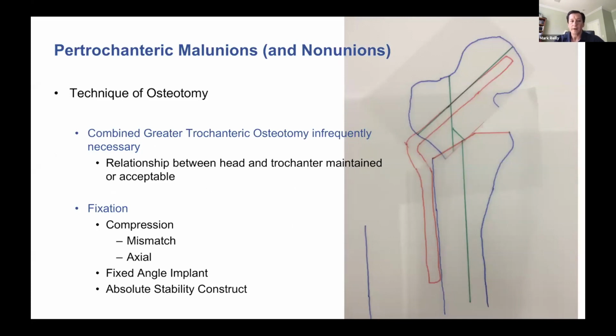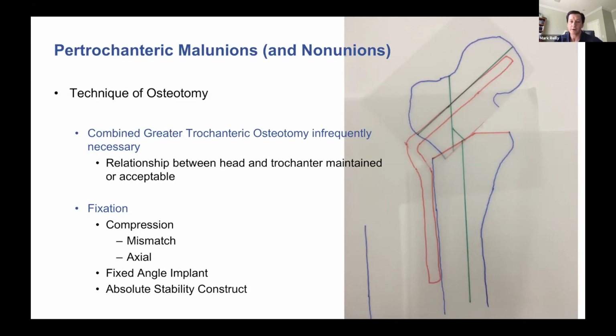So the osteotomy can be combined with a greater trochanteric osteotomy. The green line there on the plan is not the trochanteric osteotomy. That's an axial line for alignment. But it's infrequently necessary because in the intertrochanteric malunion or nonunion, the relationship between the head and the trochanter is often maintained, or it's acceptable. And so oftentimes we can work with the proximal femur as a single piece. And in fact, sometimes the osteotomy for intertrochanteric femur fractures or malunions is actually easier than planning that for femoral neck fractures.